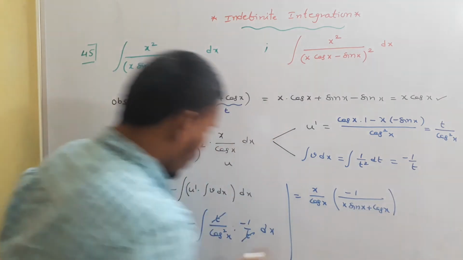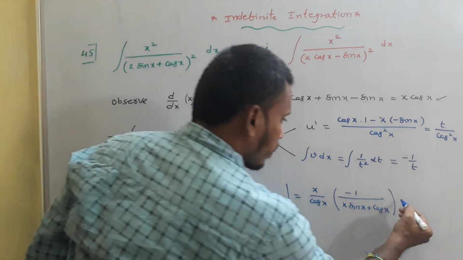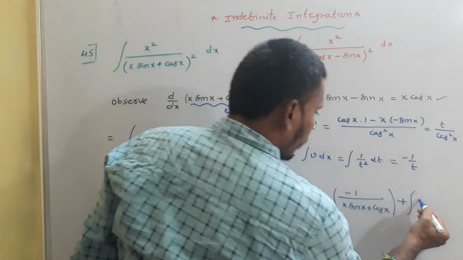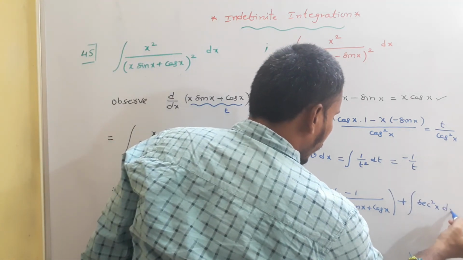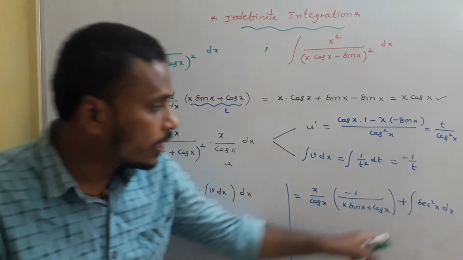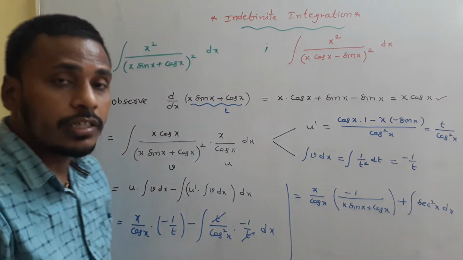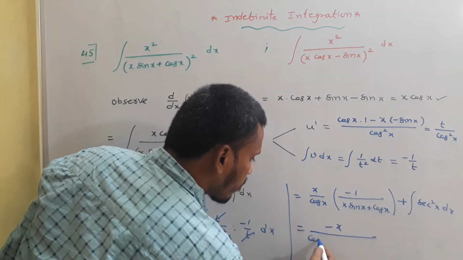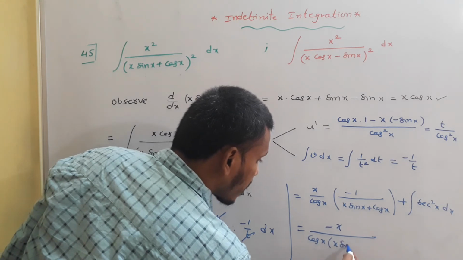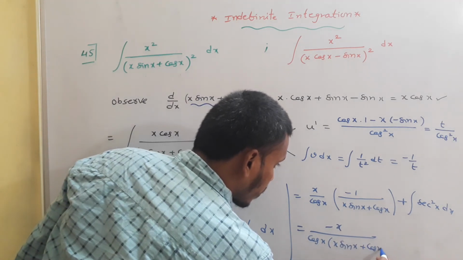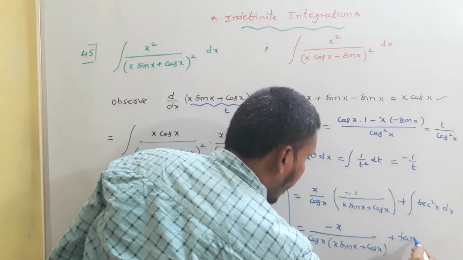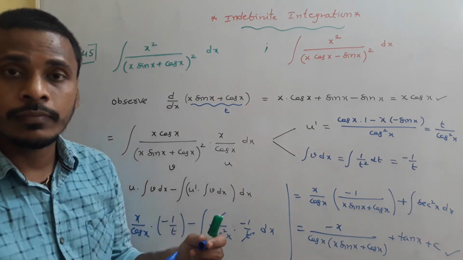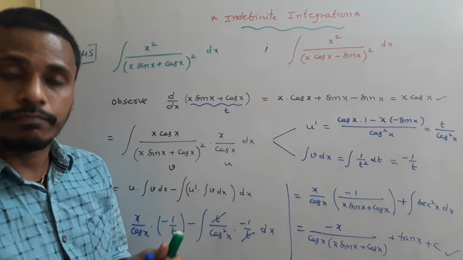Now minus of minus is plus, integral of 1 by cos square is secant square x dx. So this part is without integral, right? And that is integral of secant square x dx, and we know that integral of secant square x is tan x. So at the end, this equals minus x divided by cos x into (x sin x plus cos x), plus tan x plus c, some constant of integration. Just have a look, another useful and standard integration problem.